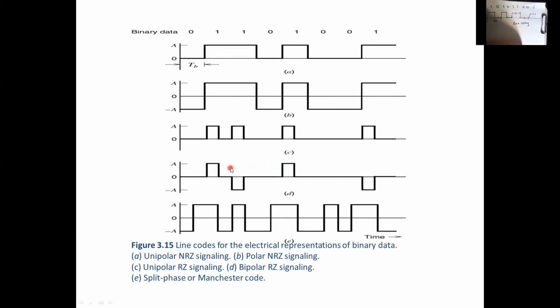Finally, we have the split phase, or what's called the Manchester code. This is somehow very interesting. For the 0, you start with the 0 and then you turn to 1. For the 1, you start with 1 and then you turn to 0, as you can see. So this is what's called the Manchester coding. As you can see, it's just a different representation of the signal.